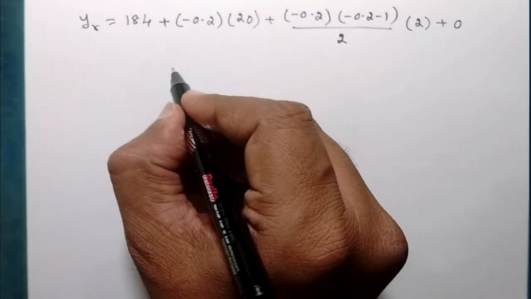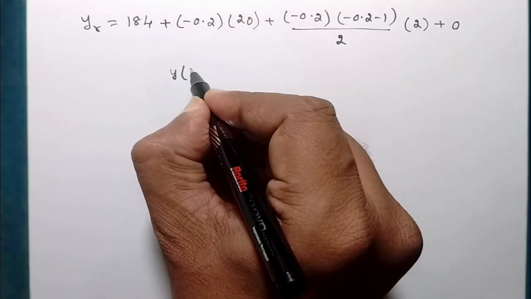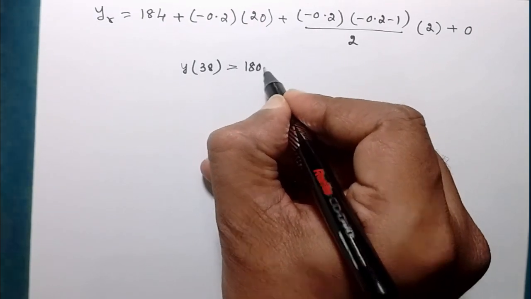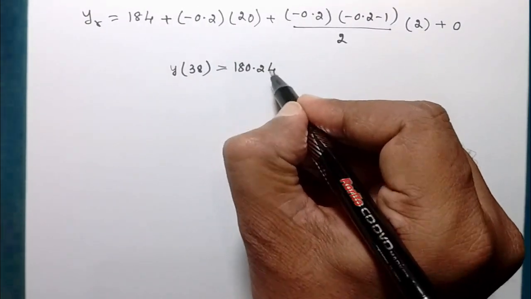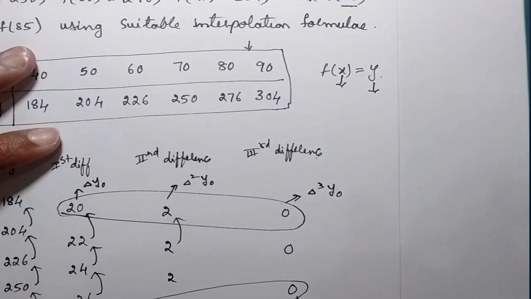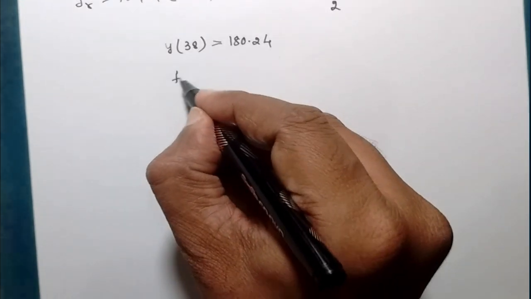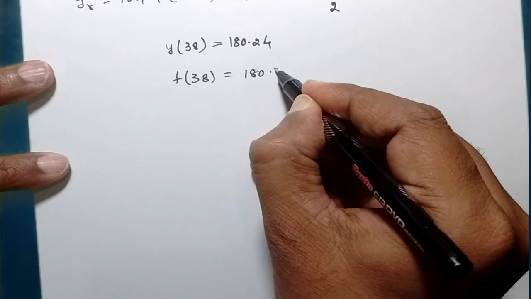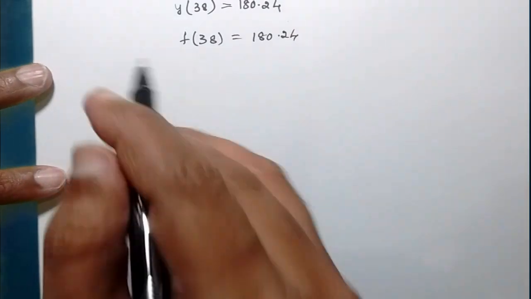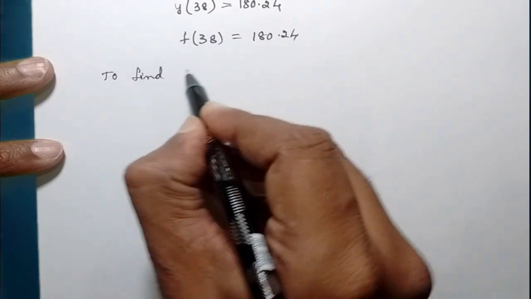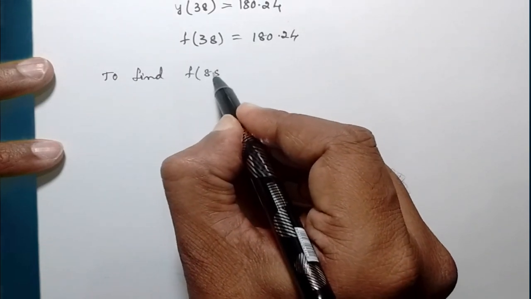So therefore we have got y at what point? Y at 38, its value is 180.24. That's the solution you have got. Because in the question he has given f of 38, instead of writing y you can write f of 38. So f of 38 will be equal to 180.24. Now go for the second result, to find f of how much? F of 85.